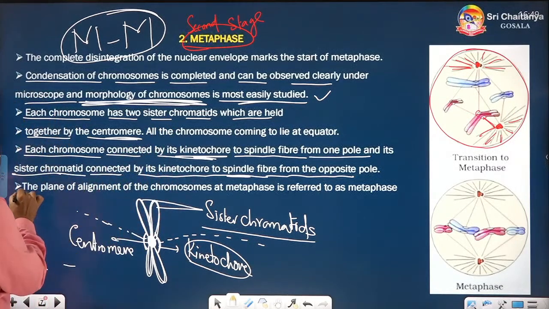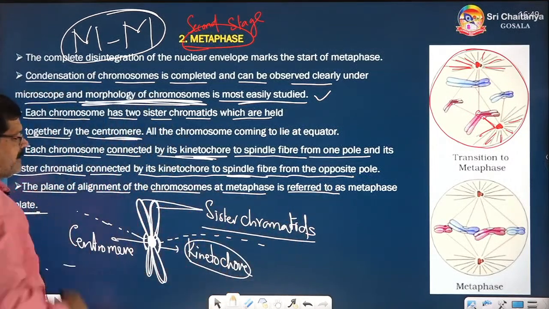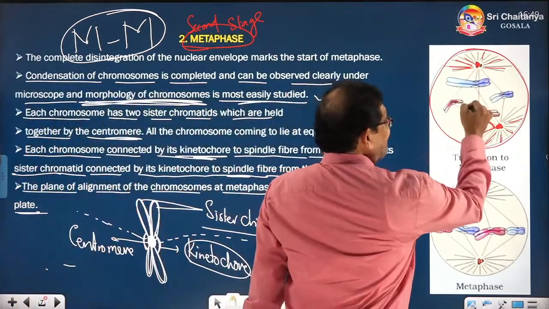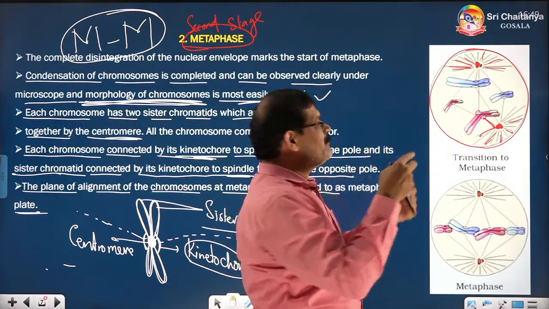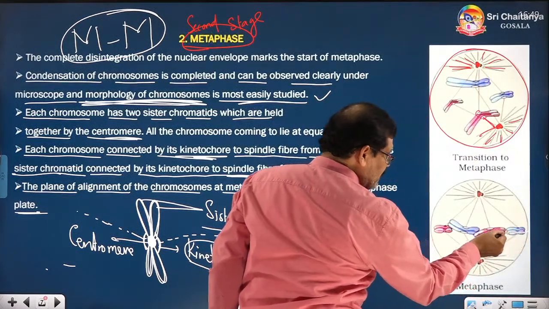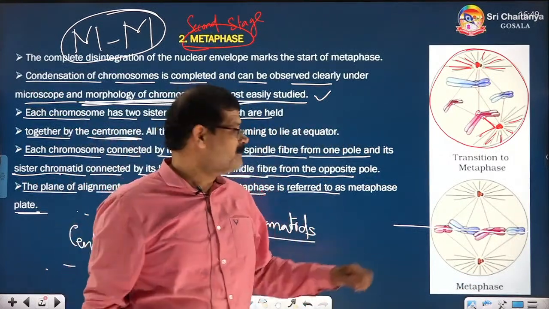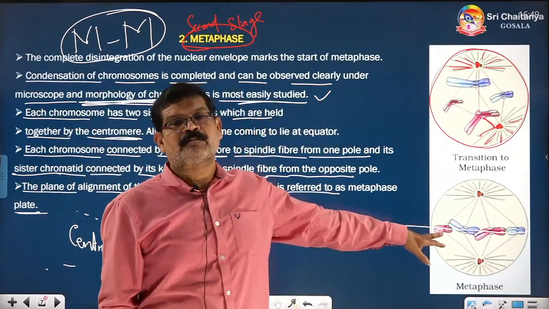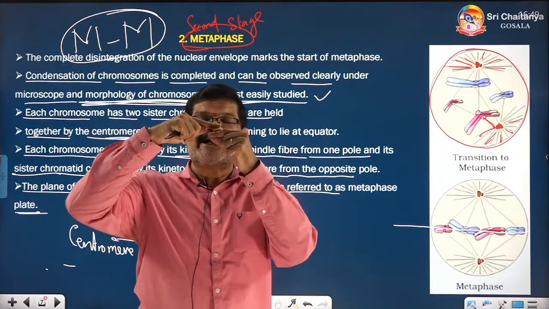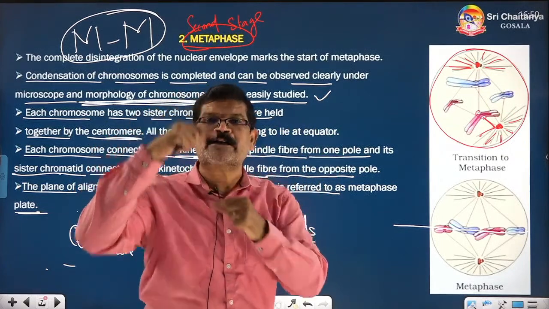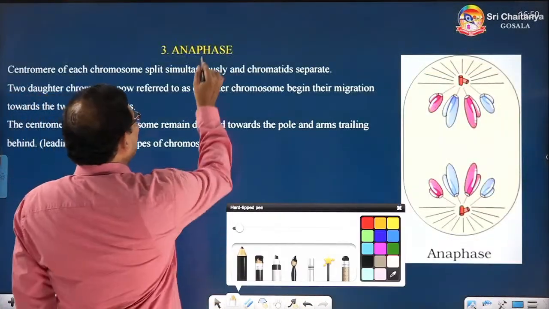It's very important. The alignment of the chromosomes at metaphase is referred to as the metaphasic plate. What is that? All the chromosomes which are randomly distributed inside the cell are attached to the spindle fibers and brought to one equatorial plate. This one alignment, brought together, is called the metaphasic plate. Why is it brought to the metaphasic plate? It is placed at the center of the cell so that it can equally divide the things into two daughter cells. How it will divide into two daughter cells, we are going to watch in the next stage, which is called anaphase.